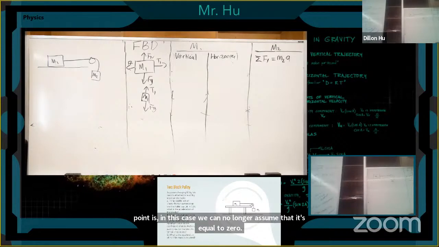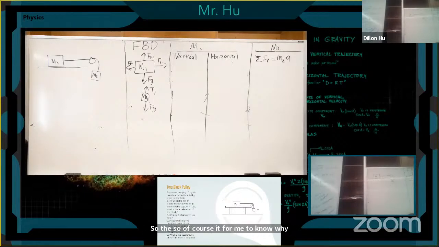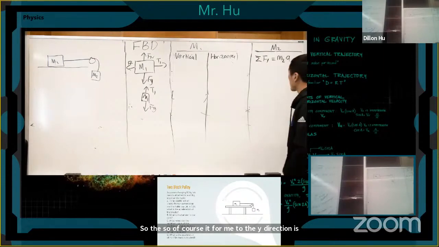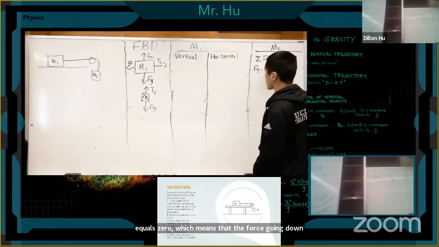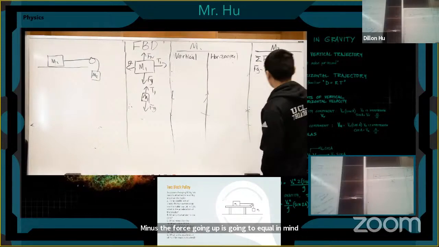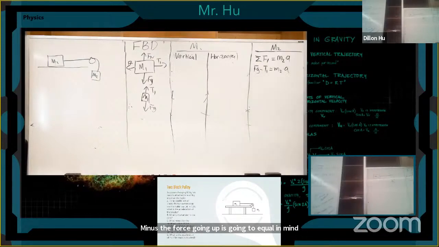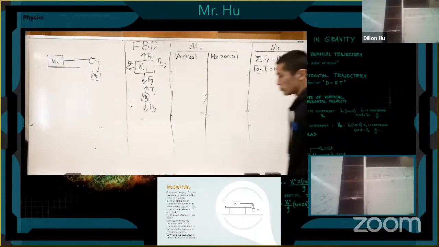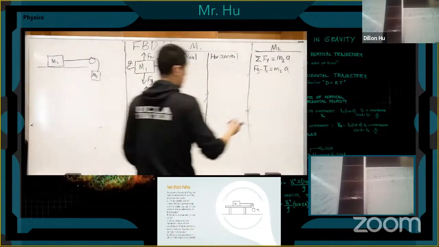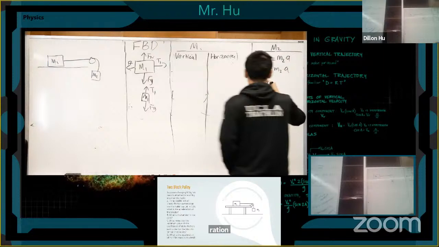So the sum of all forces for M2 in the y direction is going to equal M2 times a, which means that the force going down minus the force going up is going to equal my mass times acceleration. Which means that M2g minus tension is going to equal M2 times a.